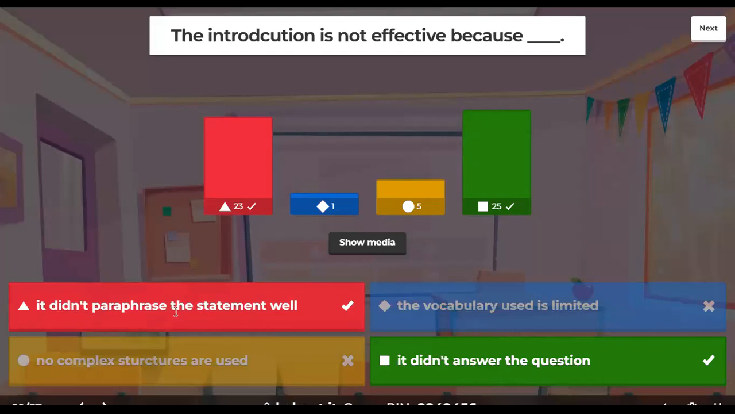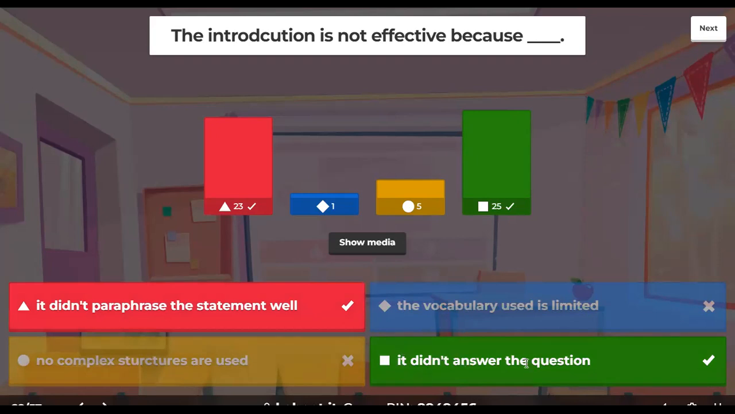Excellent. Okay, now it didn't paraphrase the statement. Here we don't have the same idea explained or rephrased in other words. This is very important. If you can paraphrase the statement in the prompt or the question, it will show the examiner that you understood the idea. That's very important. If you cannot paraphrase the statement, it will show the examiner that you did not understand the topic. So paraphrasing the statement should be a priority when you're writing your introduction. And later on in this course, I will show you how you can paraphrase a statement.